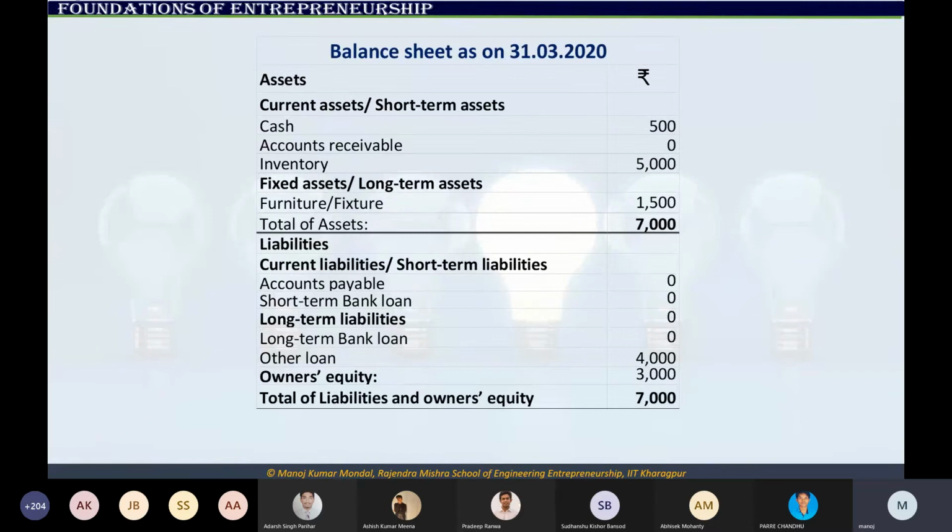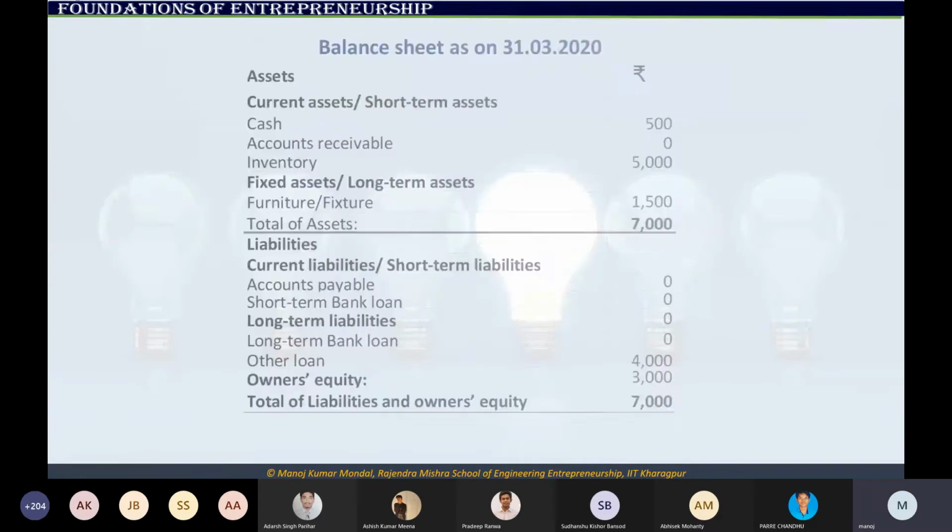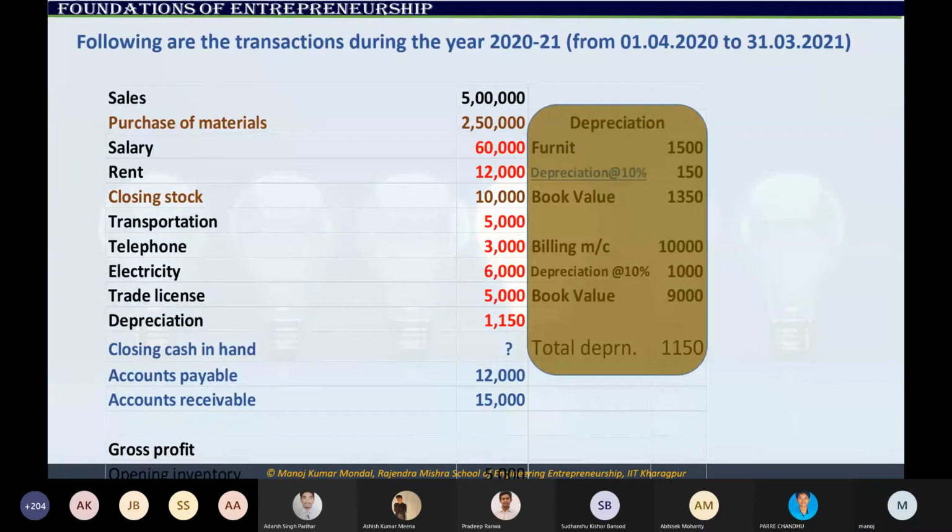So you buy a billing machine for maybe, what is there? No, it is not there. It is yet to come. Okay, let us suppose this is the data for one particular year. You already bought the machine. So your sales is 5 lakh rupees in a year and you bought material worth 2,50,000. Get this? Your sales is 5 lakh rupees and you made total purchase of 2,50,000.